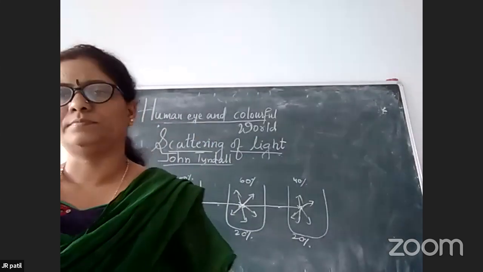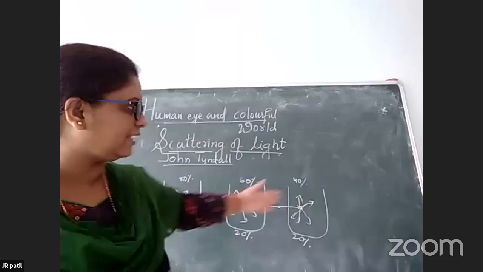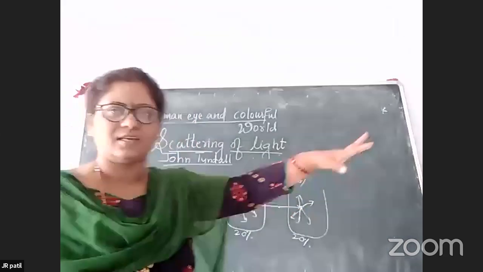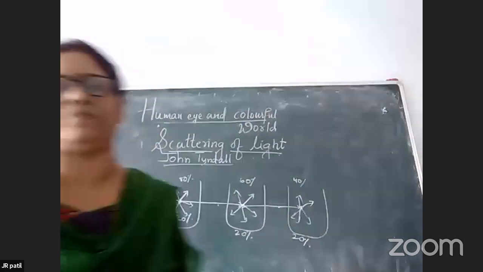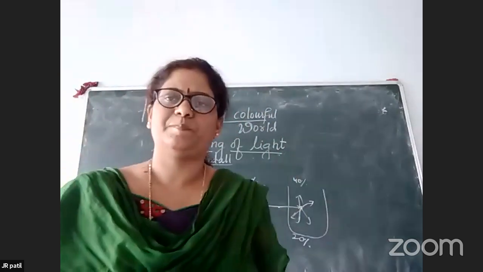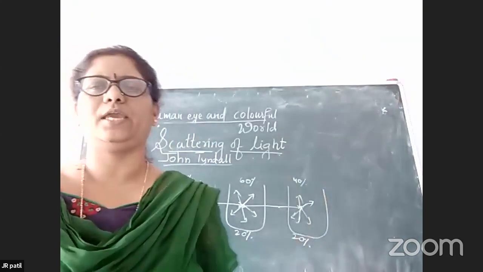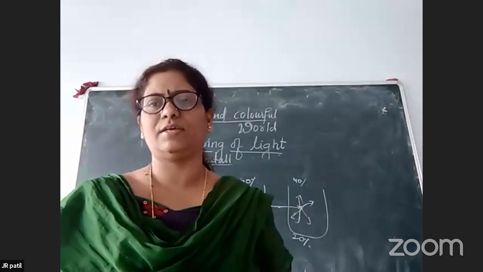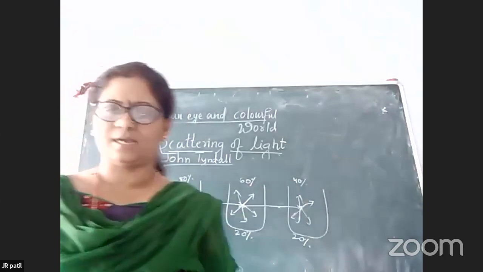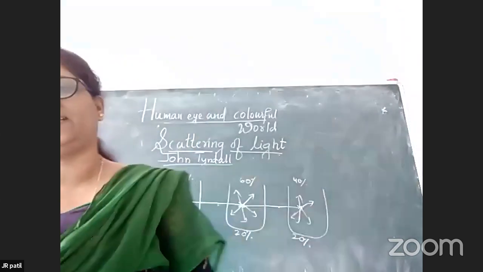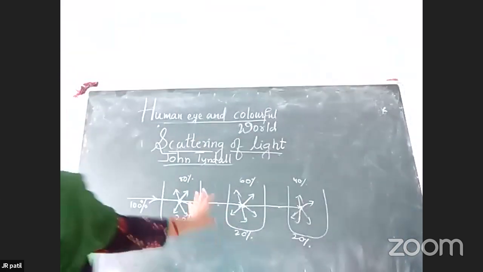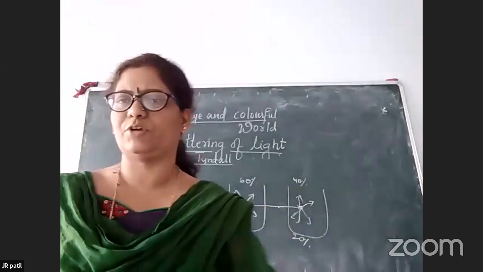So as the scattering increases, the distance of the scattering increases, the intensity of the light will decrease. This is a very, very important concept. All our other things are based on this concept. That is why the sky is blue, and why we see red color at sunrise and sunset. All these are based on this concept only. If you understand this, it will become very easy for you.